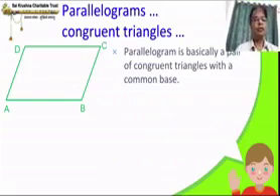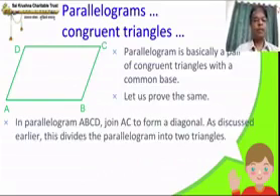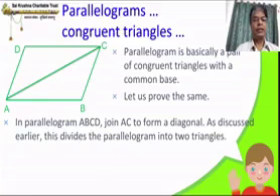You can see that now. Let us prove the same. In parallelogram ABCD, join AC to form a diagonal. As discussed earlier, this divides a parallelogram into two triangles. So we have joined the diagonal, that is, we have joined vertices A and C. So now what happens? Two triangles are formed. This is what we saw in the quadrilateral also.